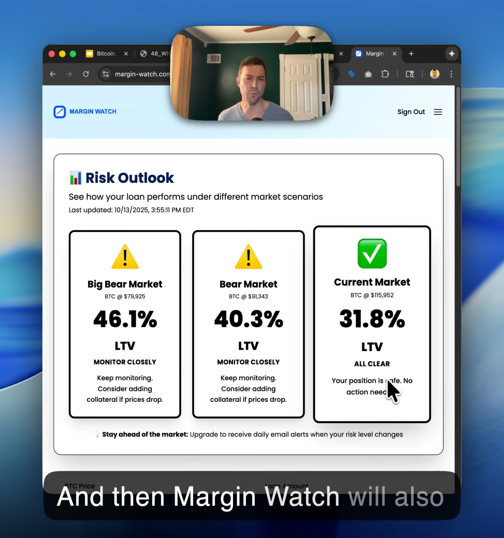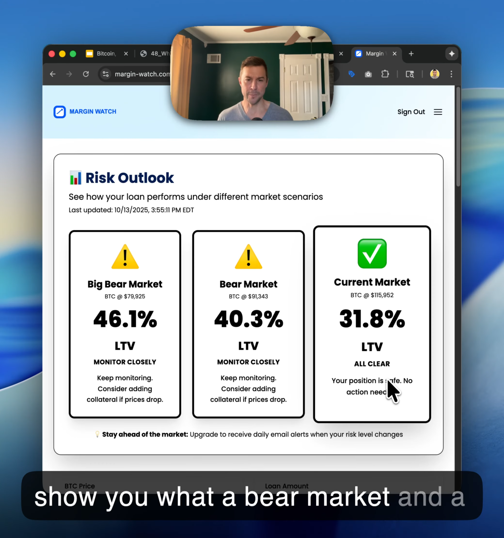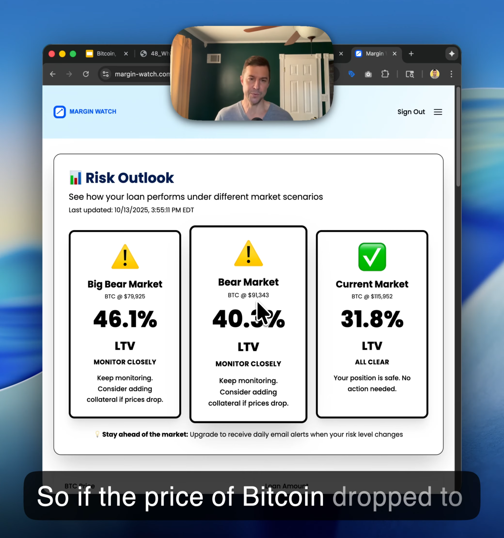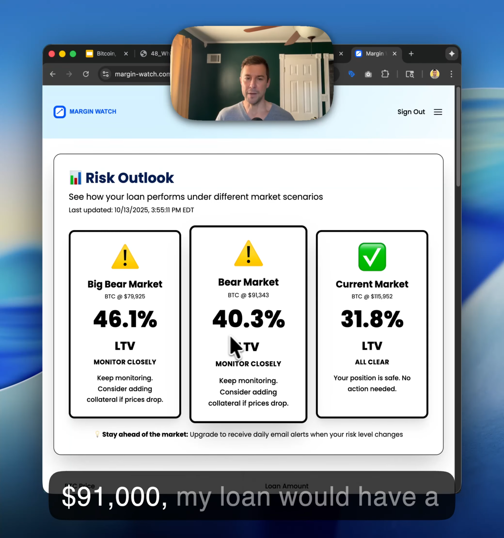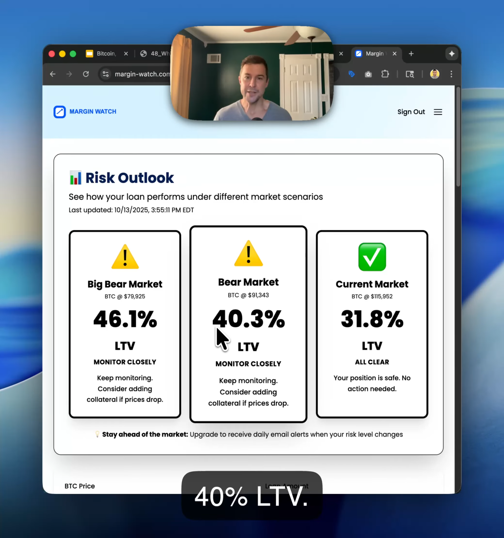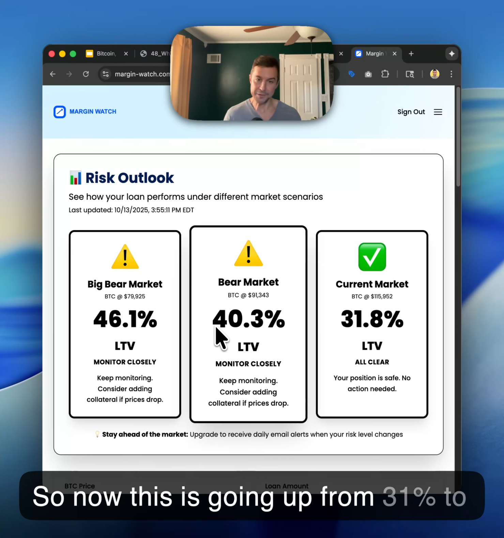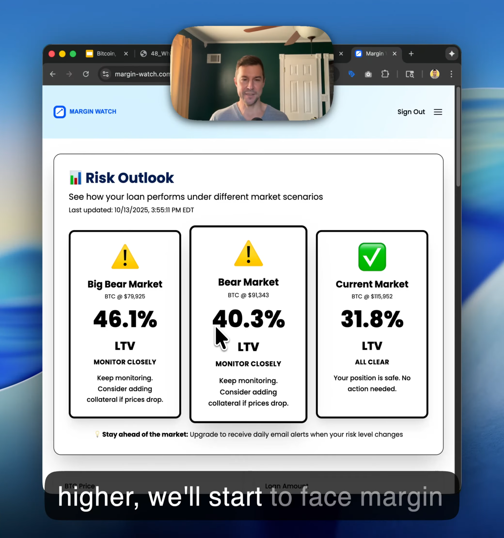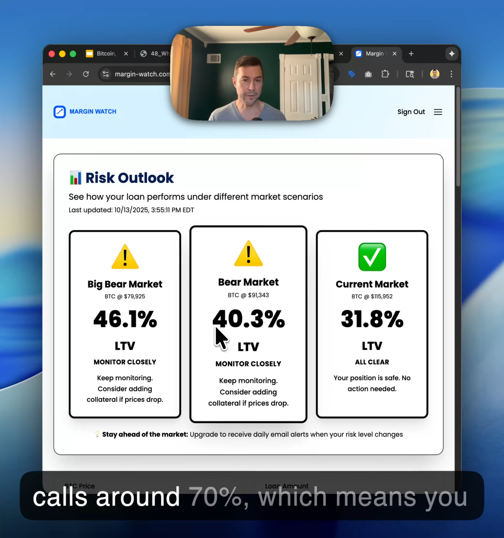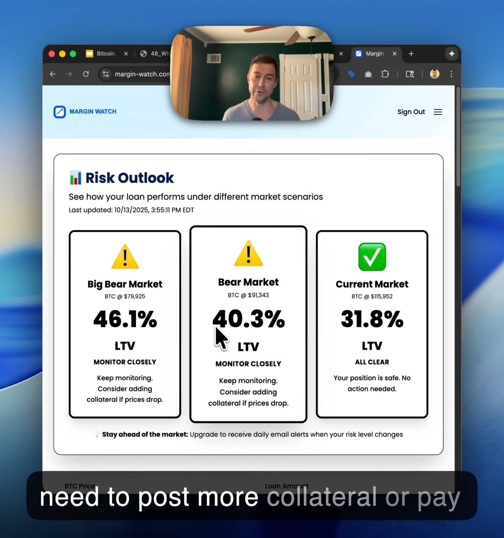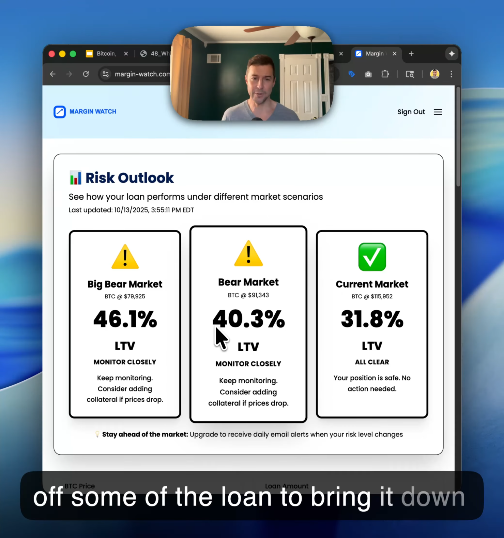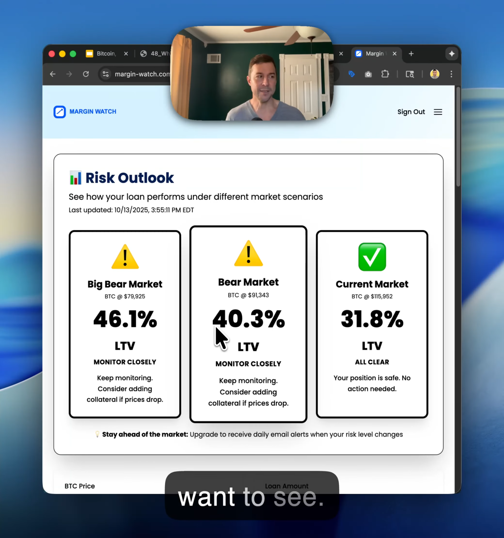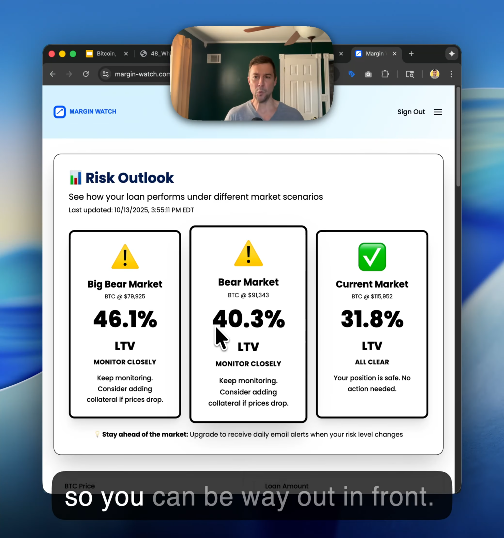And then Margin Watch will also show you what a bear market and a big bear market could look like. So if the price of Bitcoin dropped to $91,000, my loan would have a 40% LTV. So now this is going up from 31% to 40%. As we start to get higher and higher, we'll start to face margin calls around 70%, which means you need to post more collateral or pay off some of the loan to bring it down, because around 80% we start to be liquidated, which is not what we want to see. And that's why I created this service, so you can be way out in front.